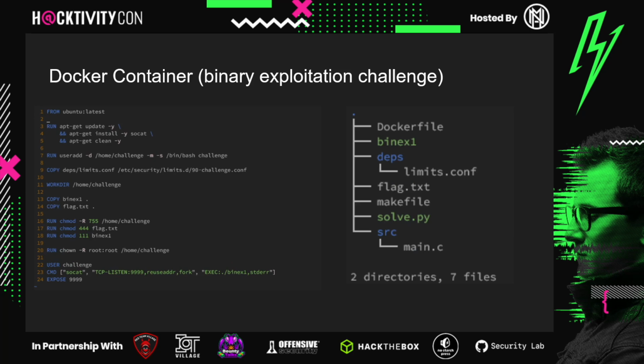Here's what a binary exploitation challenge would look like. So it's very similar, just installs all of the necessary files. It will use the Ubuntu base image, then it will copy in the binary file or application, copy in the flag, set some permissions to make sure people can't delete the flag or delete the file, and then run the challenge with SOCAT so that people can connect to it.